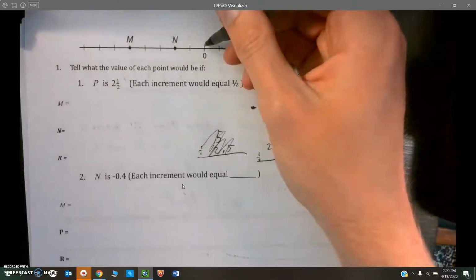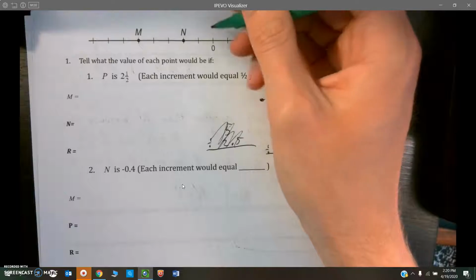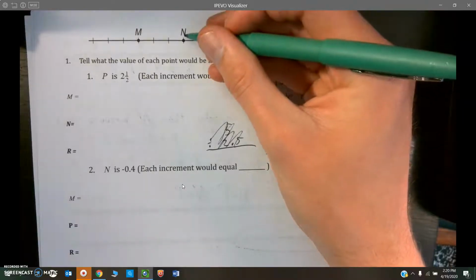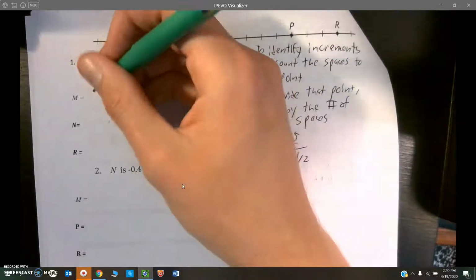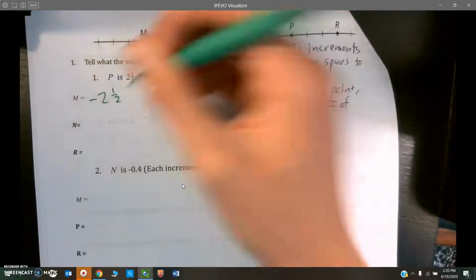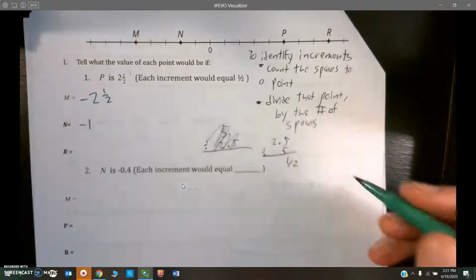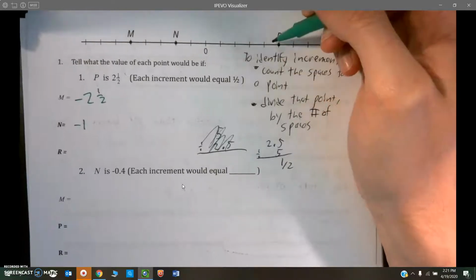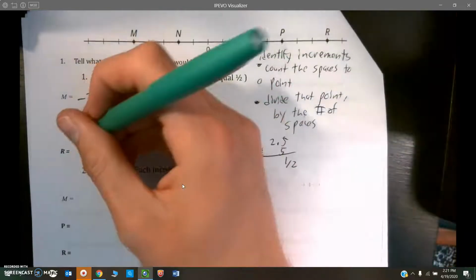So then going backwards, let's say that we know that each point is 1/2, then this would be -1/2, -1, -1.5, -2, -2.5. N would be -1/2, -1. R would be 1/2, 1, 1.5, 2, 2.5, 3, 3.5, 4.